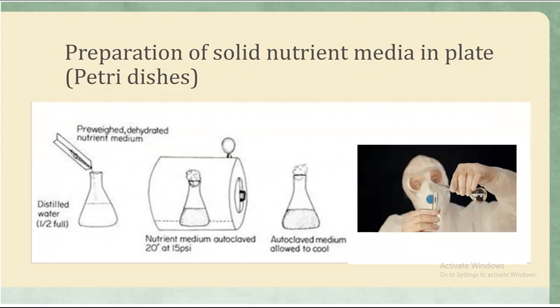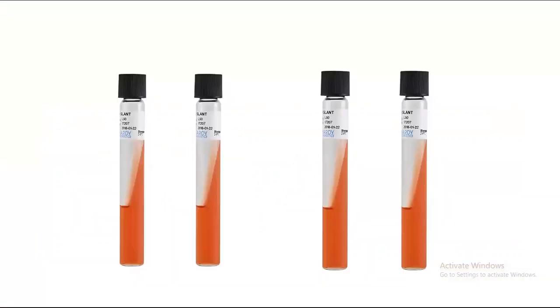It relies on your experiment. For example, we have poured our media into the test tube. Then you have to place the test tubes at a slight angle, so that slants are produced. These are known as slants.